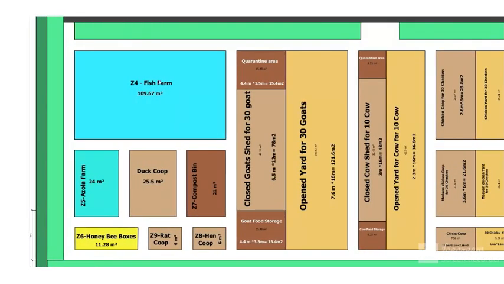We have a fish farm. The area is about 100 meters. Because one square meter can grow 65 fish, and now we have 100, it's about 6,000. We can plan to have 6,000 fish inside this area. Here is Azolla.